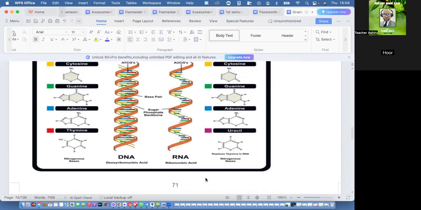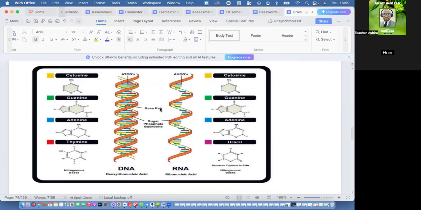Now, if you look at the complementary base pairs, in a double strand, you have a nucleotide at the one strand and another complementary nucleotide at the second strand. So the two sides have a nitrogenous base. Now, how does the pairing go?